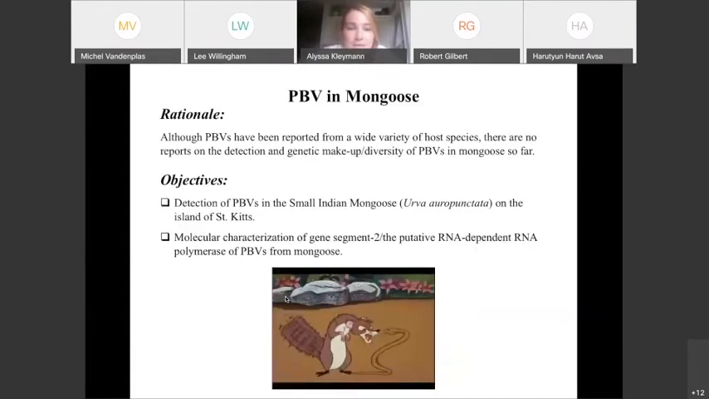Although PBVs have been reported from a wide variety of host species, to date there are no reports on the detection and genetic makeup or diversity of PBVs in mongoose. So that was the goal of our study: to detect PBVs in the small Indian mongoose on the island of St. Kitts. We also wanted to molecularly characterize gene segment 2, or the putative RNA-dependent RNA polymerase, of PBVs from mongoose.